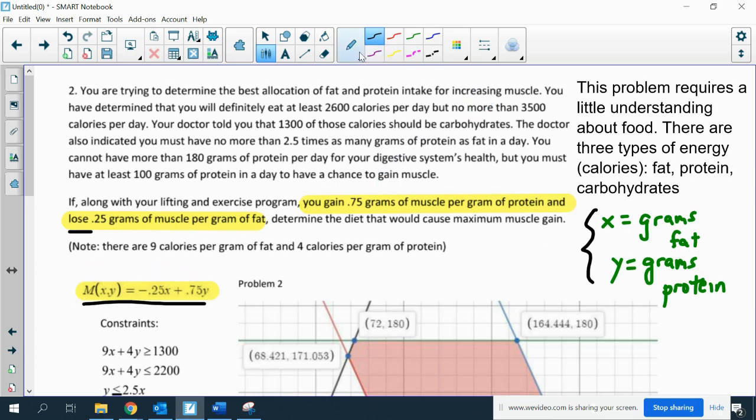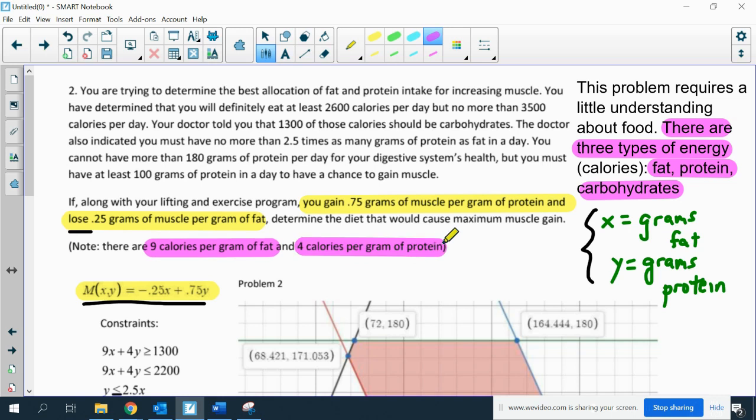And then probably the biggest thing that causes struggles in this problem is that you need a little understanding about food. There are three types of calories: fat, protein, and carbohydrates. And it also tells you there are 9 calories per gram of fat and 4 calories per gram of protein. So if I look at the doctor telling you that you should have 1,300 calories be carbohydrates, and then you have 2,600 calories per day as your minimum and 3,500 calories per day as your maximum, that's where these numbers come from.